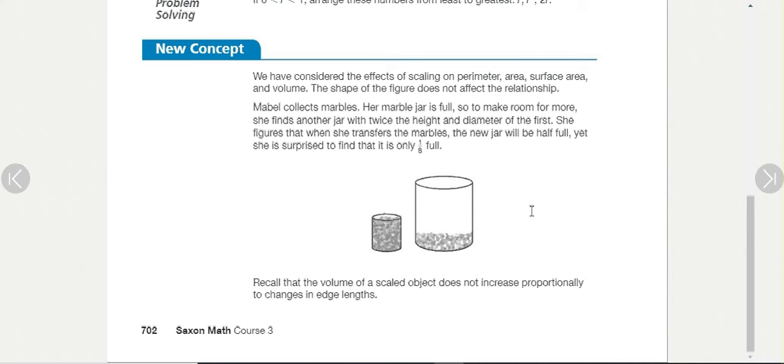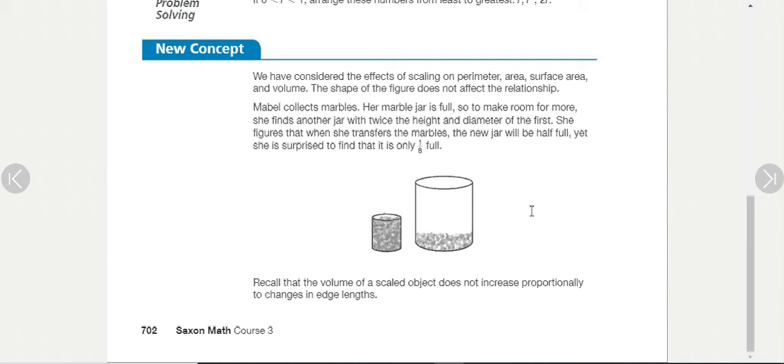We've considered the effects of scaling bigger or smaller on perimeter, area, surface area, and volume. The shape of the figure doesn't affect the relationship. Mabel collects marbles. Her marble jar is full there on the left. It's small, cylindrical, so she needs more room. She finds a new jar. The jar happens to be twice the height and twice the diameter of the smaller first jar. So she figures if it's twice the height, she'll fill the new jar by half. Instead, she finds it's like an eighth full.